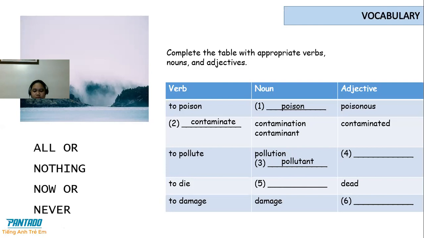Is... I'm sorry, did not hear it clearly. Again. Is polluted. Again, polluted. Polluted. Very good. The next one.